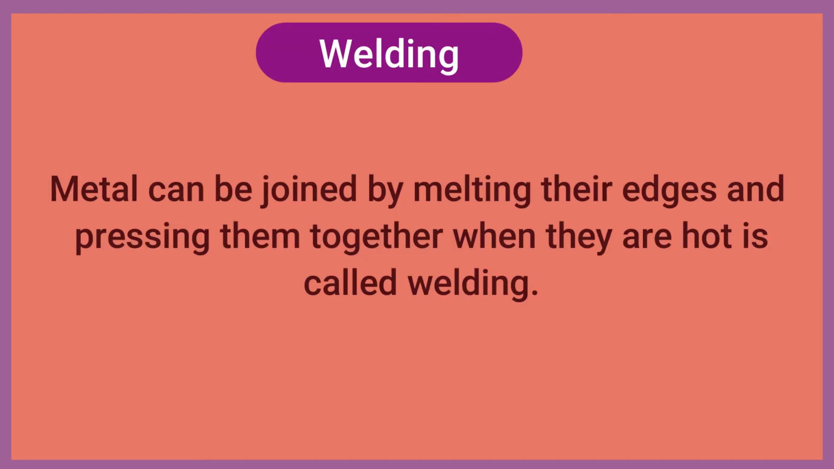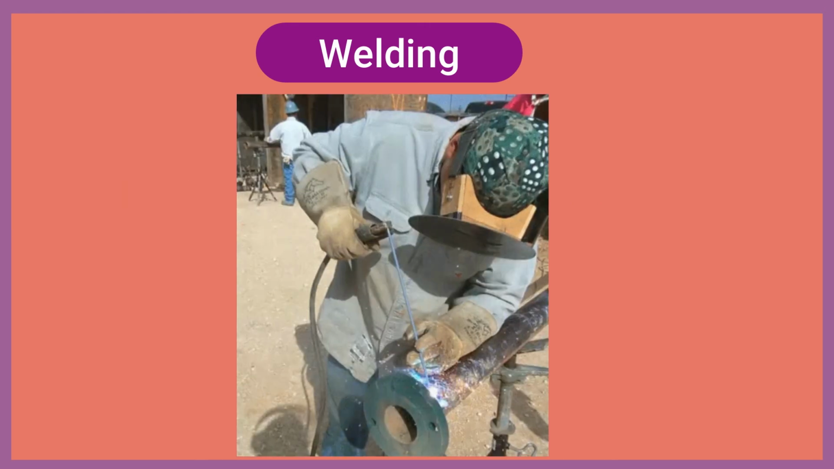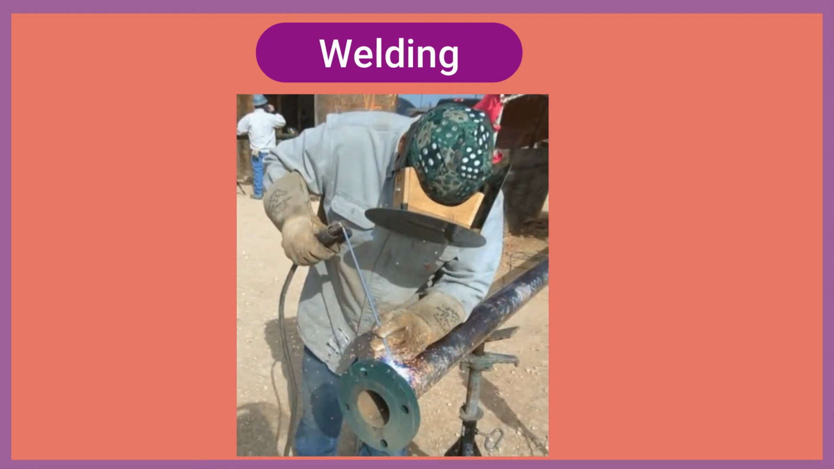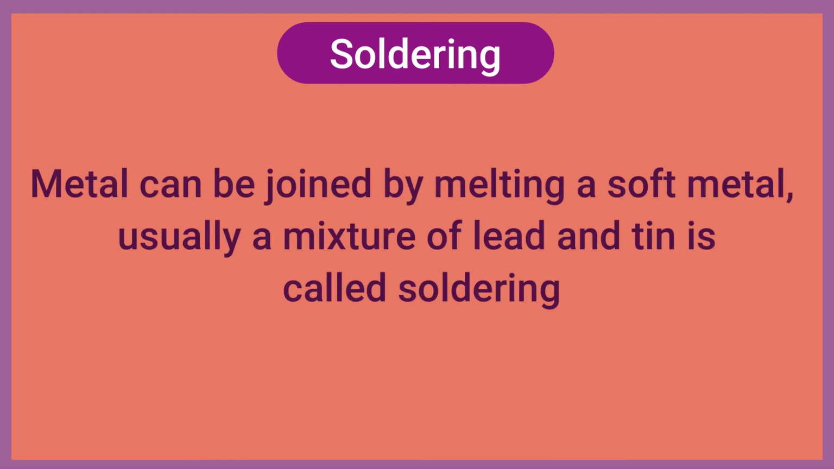Welding. What is welding? Let's know. Metal can be joined by melting their edges and pressing them together when they are hot. This process is called welding.